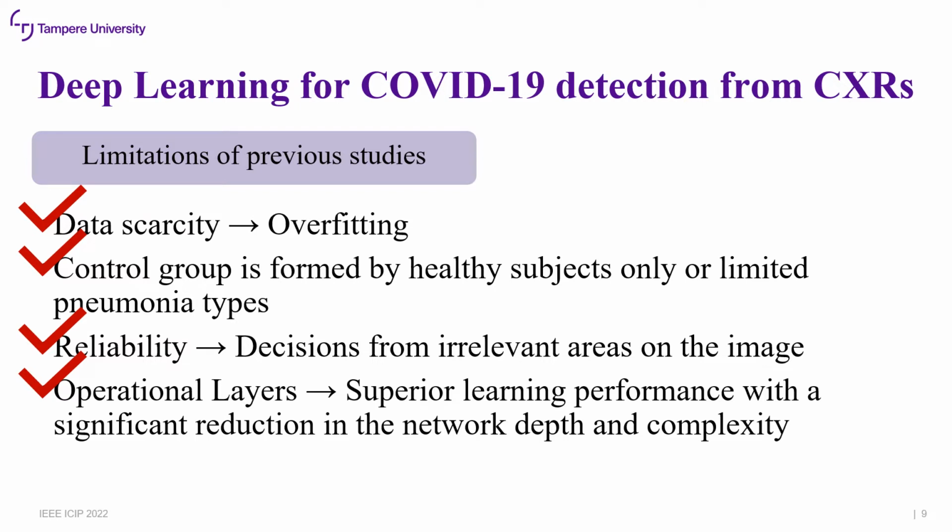So in our study, we have overcome the limitations of the previous studies by proposing the largest COVID-19 dataset, called CATACO-19. CATACO-19 has the largest COVID-19 chest X-rays with segmentation masks, and its control group is formed by healthy subjects and 14 different lung diseases. We have also tried to overcome the reliability issue by proposing a segmentation network. Therefore, we know that decisions are focused on the COVID-19 pneumonia only. Also, we have used operational layers in this network, so that we have superior learning performance compared to convolutional networks.